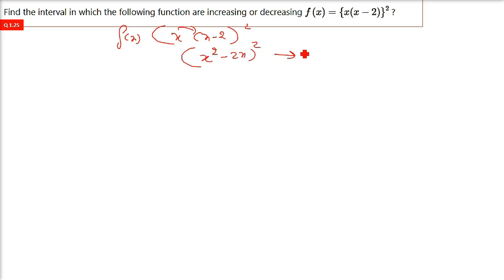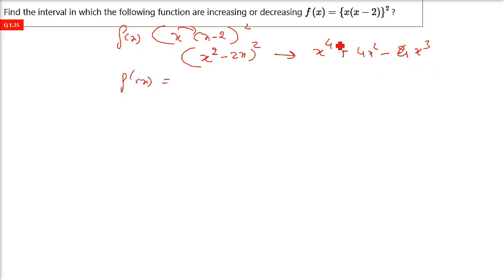So (a minus b) whole square, you will get a square plus b square minus 2ab. So x raised to 4, and this is 2ab, 4x cube, sorry. And (2x) whole square is 4x square. So a square plus b square, (2x) whole square is 4x square. So that we have already done.